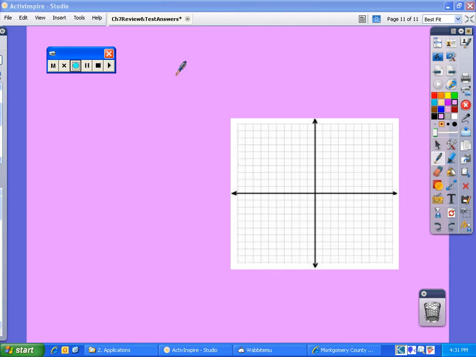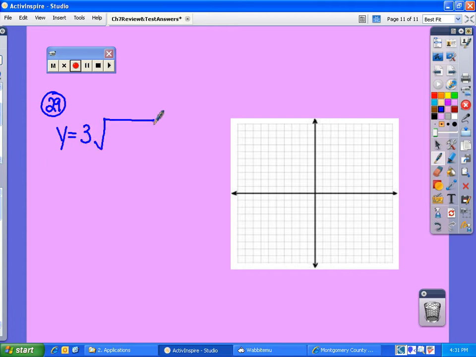In number 29, we have a cube root function. Again, we're asked to graph and state domain and range. Y equals 3 times the cube root of x plus 4, minus 9. Let's identify our parameters.